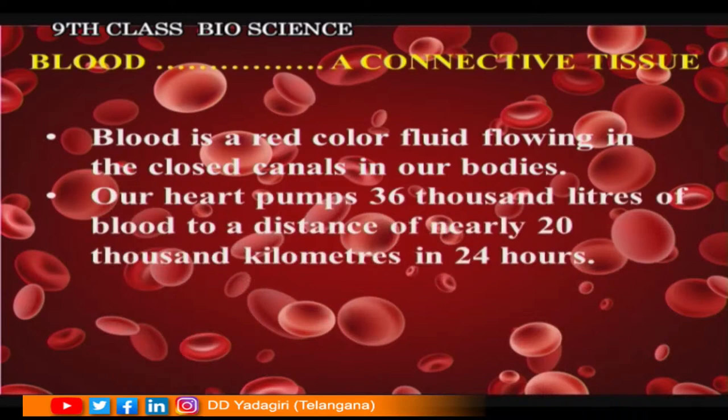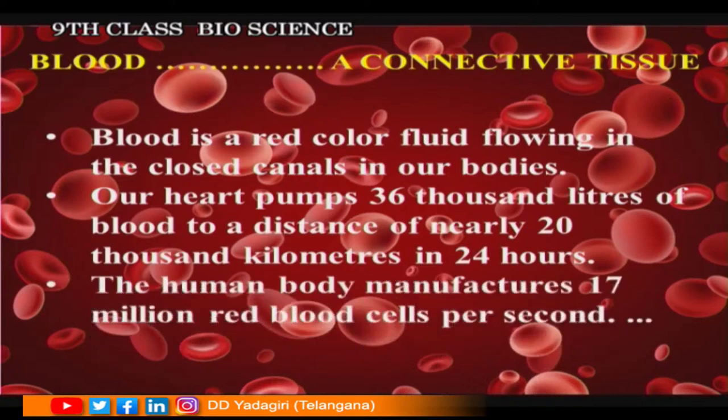Our heart pumps 36,000 liters of blood to a distance of nearly 20,000 kilometers in 24 hours. Children, in just 24 hours. Children, what is this human body made up of actually? It is made up of so many organs and organ systems. They need energy to work. So, we need a lot of blood to supply oxygen from head to toe of the body. So, how many red blood cells are there to carry oxygen?